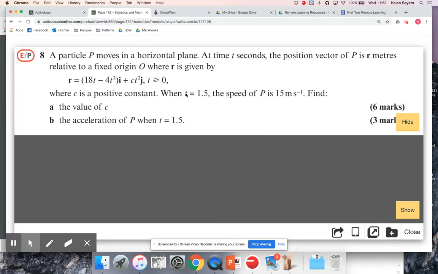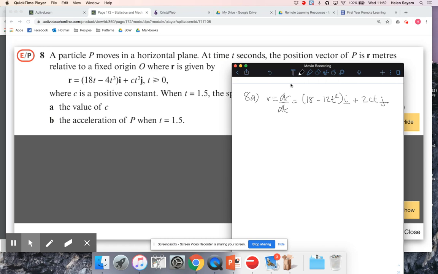Okay, and then they tell me that when t is 1.5, the speed is 15. Okay, so if I was trying to calculate the speed, I would find the velocity when t is 1.5. So let's go ahead and do that. So the velocity would be, so 18 minus 12 times 1.5 squared is minus 9. And 2 times 1.5 is 3. So, and then I've still got that c there.